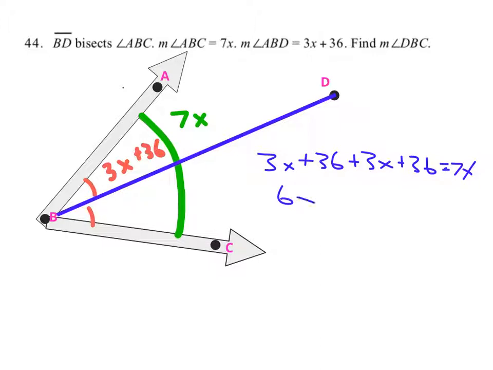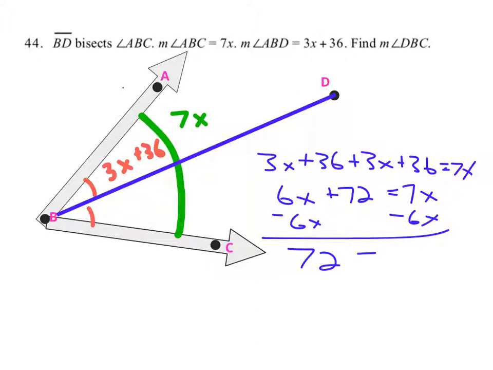We're going to combine like terms. We got 6x plus 72 equals 7x. And we subtract 6x from both sides. We get 72 is equal to x. Now, they don't want us to find x. They want us to find the angle itself.